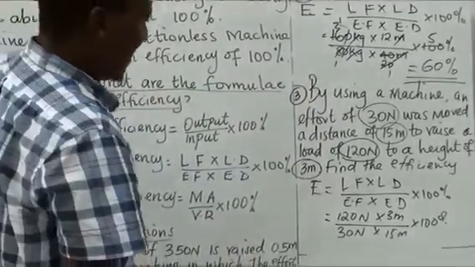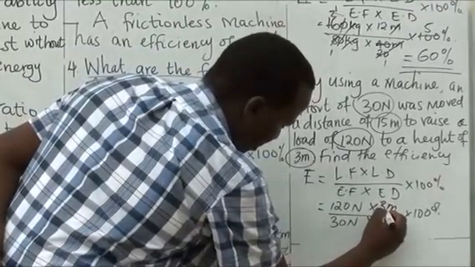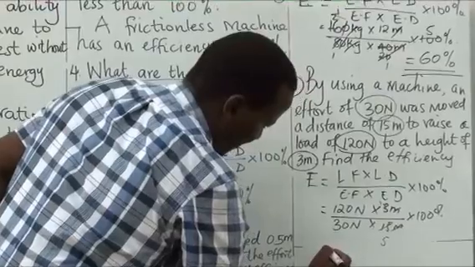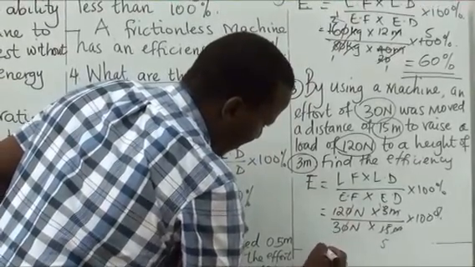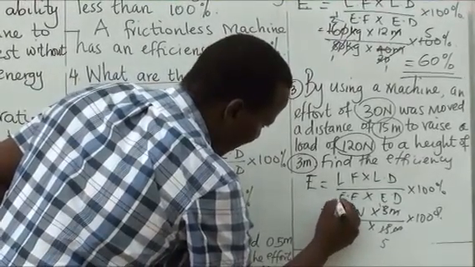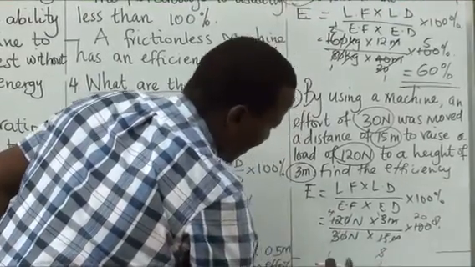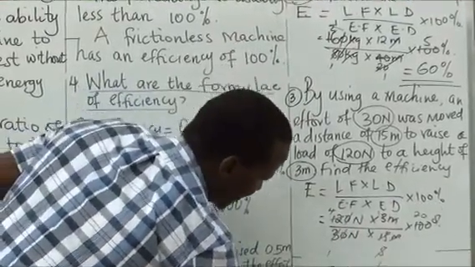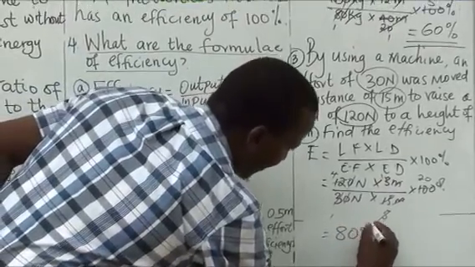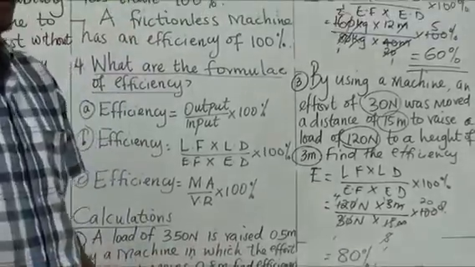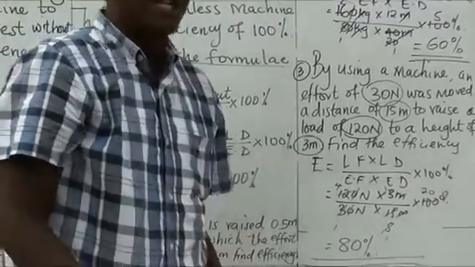Let us simplify this. 3 goes there, 1, 3 goes there, 5, meters with meters, right? 0, 0. 3, 1, 3 goes there, 4. 5, 1, 5 goes there, 20. So 4 times 20 is equal to 80%. So the efficiency of this machine is 80%.